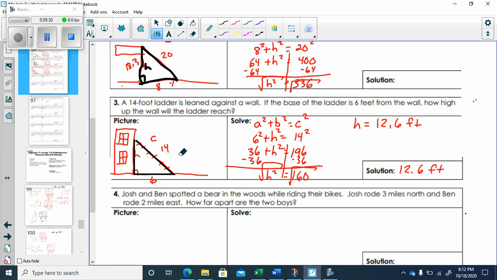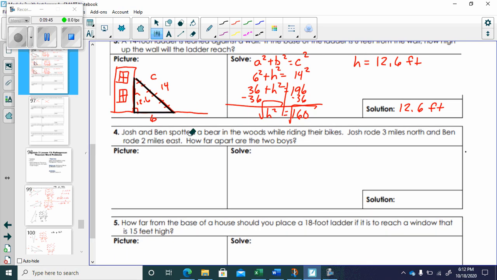Now let's see if this makes sense. The hypotenuse is 14. It's across from the right angle. This side is 6, that's 12.6. Makes sense because the hypotenuse is the long side. Let's look at number 4.